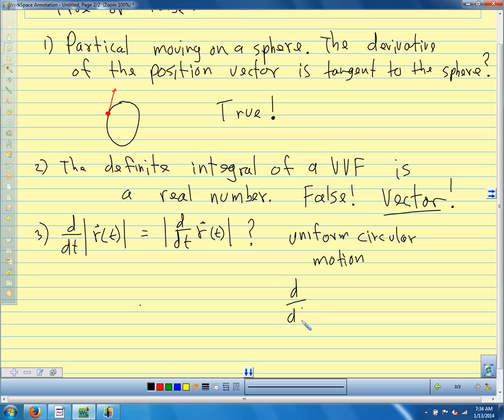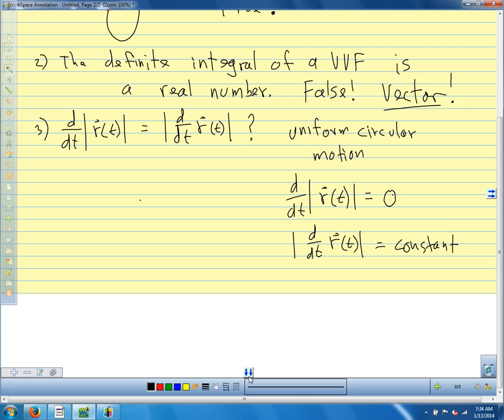Uniform circular motion, the change in the magnitude of our position vector is just the radius of motion. So that's going to be 0. And the magnitude of the rate of change of the position, the speed, equals a constant, which is not necessarily 0. So those two would not be equal. So this is false. That one took a little more thought.